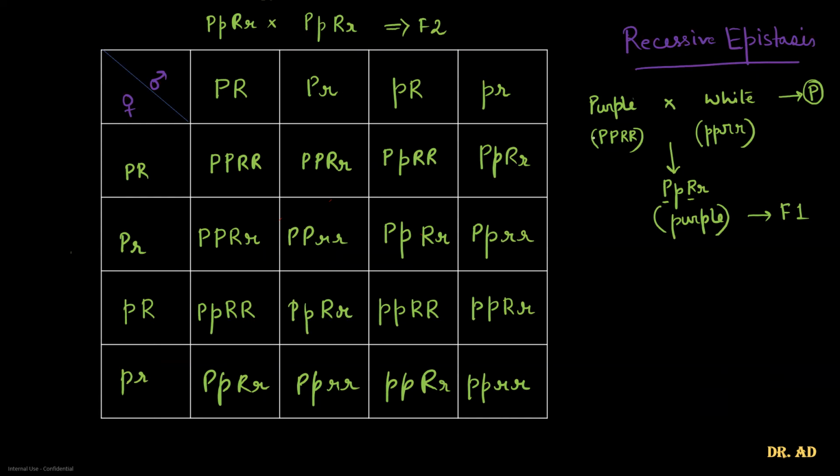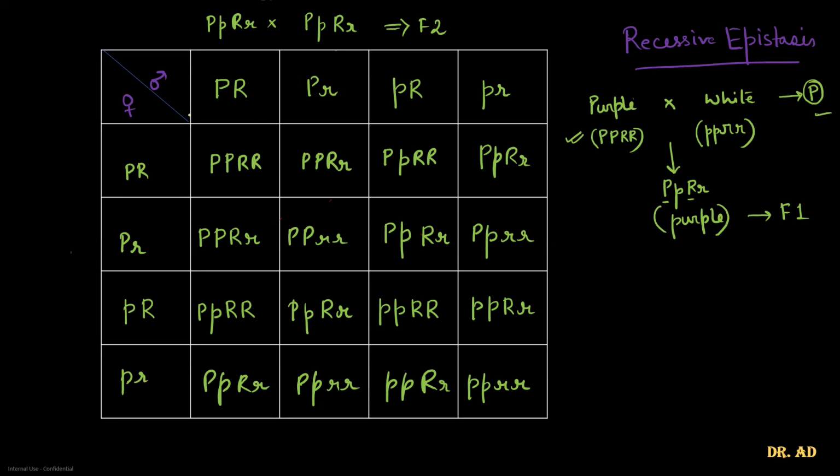Concentrate carefully here. Purple grain has this genetic complement, capital P, capital P, capital R, capital R. White has small p, small p, small r, small r. This is your parental generation. F1 generation yields all purple grains. Complement is capital P, small p, capital R, small r. Now intermating of F1 individuals will give you F2 grains or F2 plants.